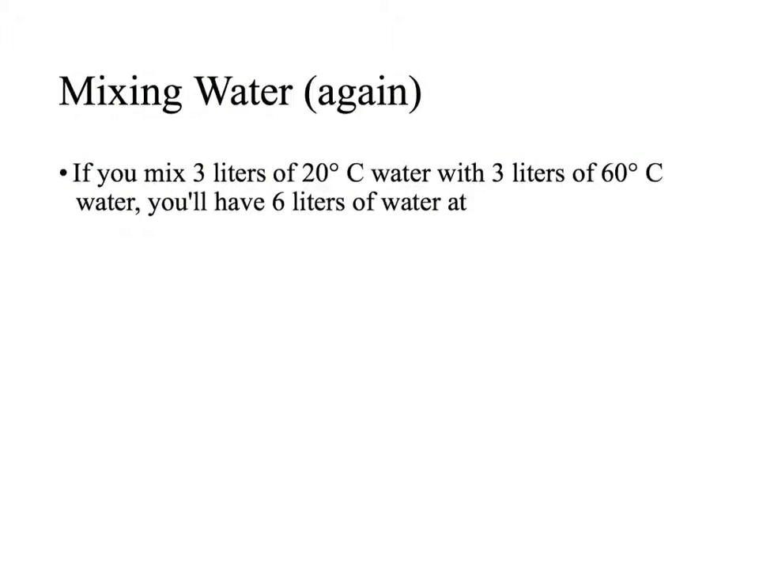If you mix 3 liters of water at 20 degrees and 3 liters of water at 60 degrees, you end up with 6 liters of water at what temperature? Well, this one is an easy one because we have the same mass of water at each temperature, which means that the temperature will be exactly between the two. And exactly between 20 and 60 is 40 degrees.